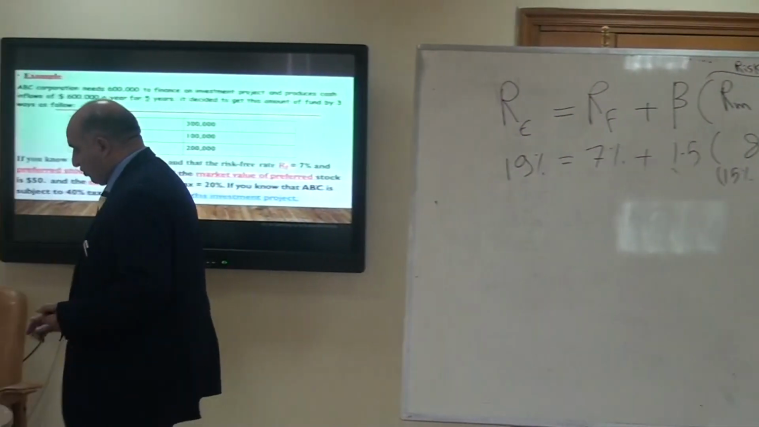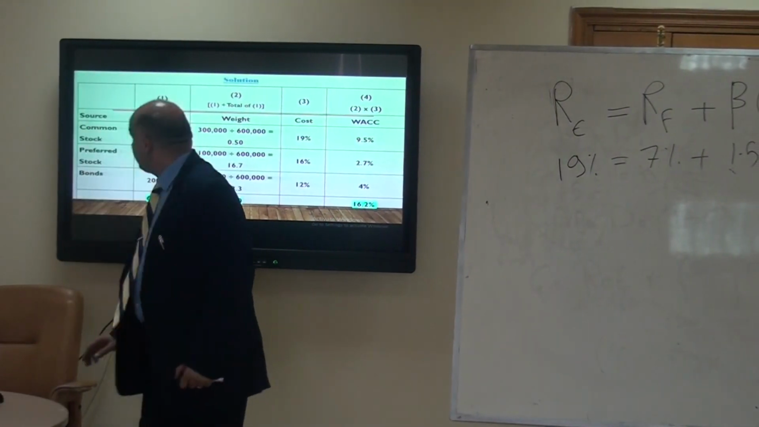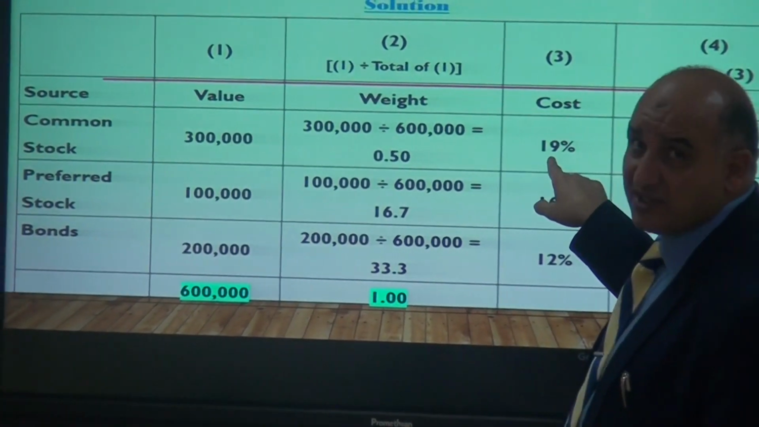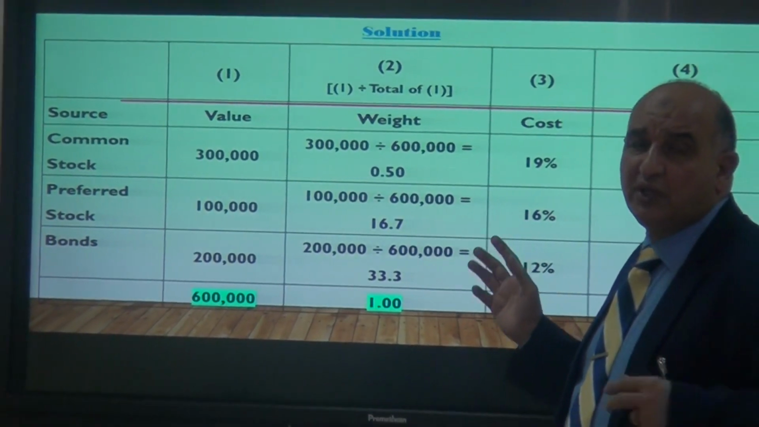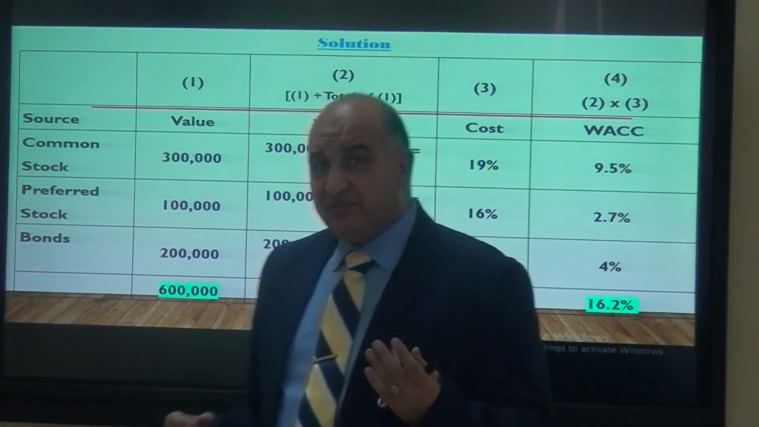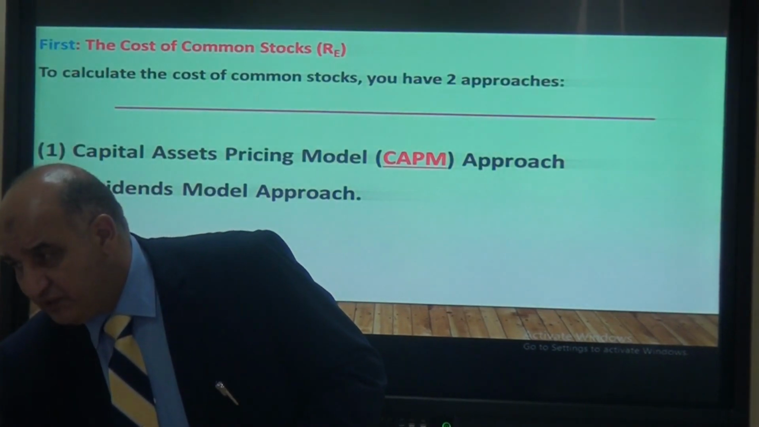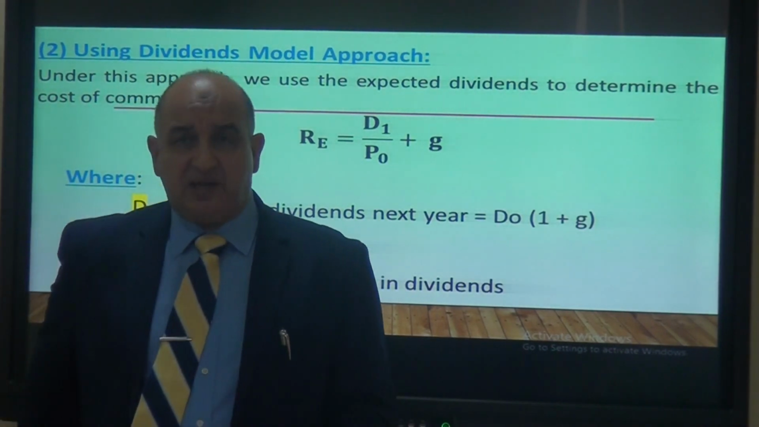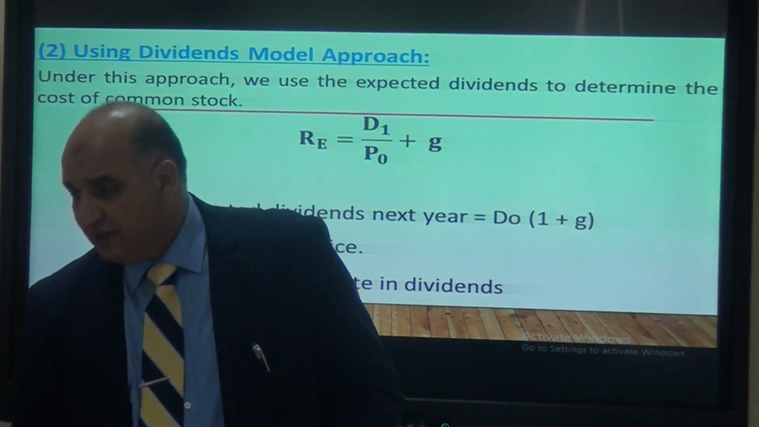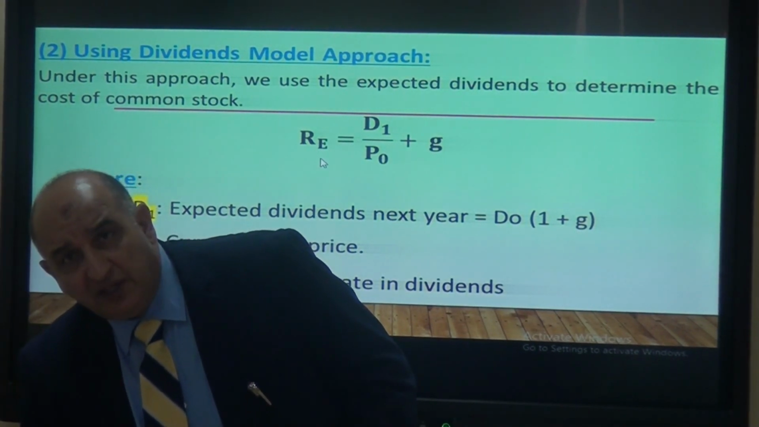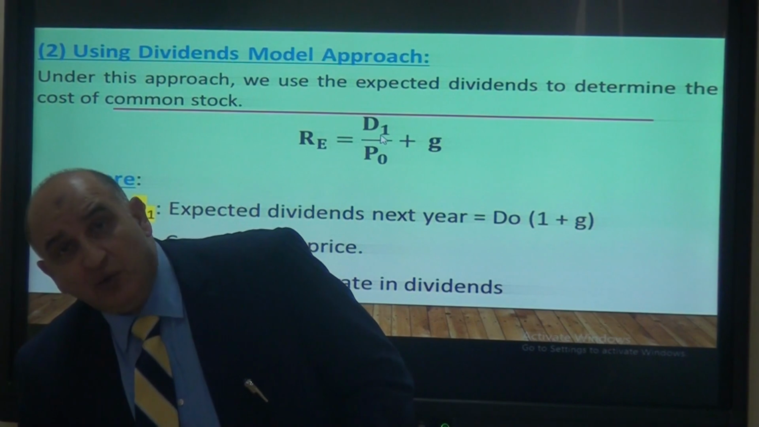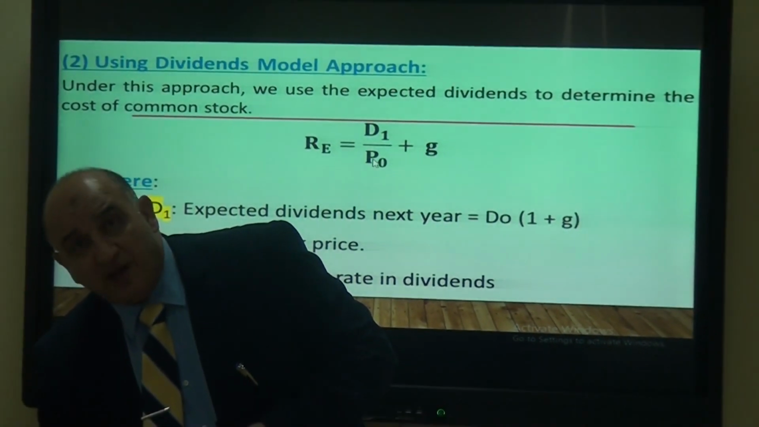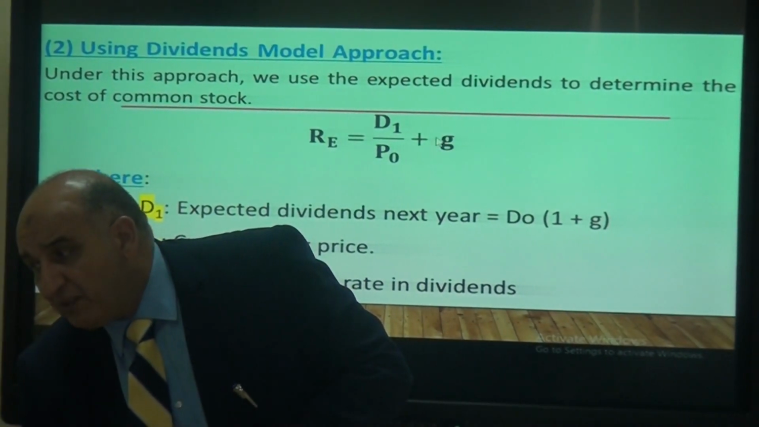So if I go to the table to calculate the WACC, the cost of common stocks is how much? 19% according to this equation. If we have another approach, which is the dividends approach, the equation is that the cost of equity equals D1, which means future dividends, divided by the current stock price, all plus the growth rate.